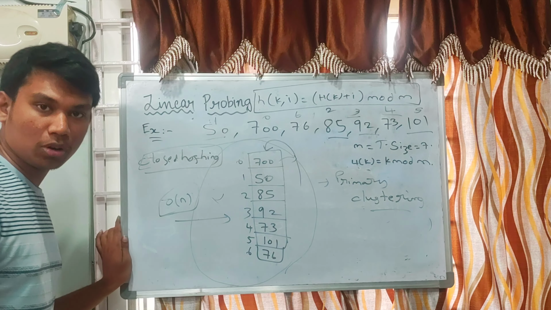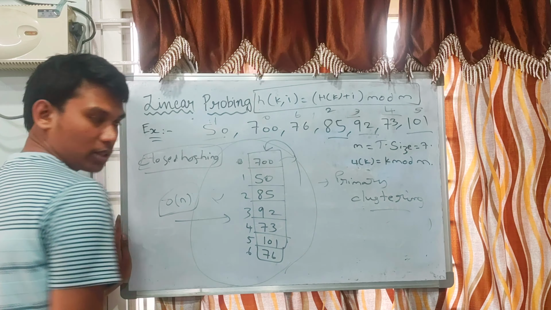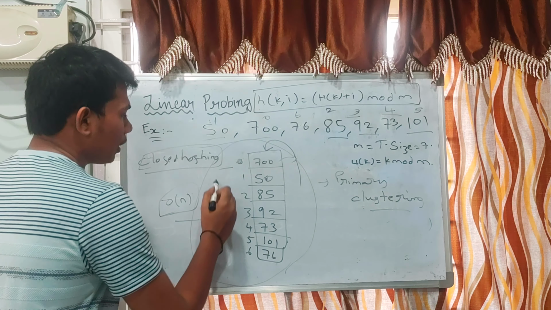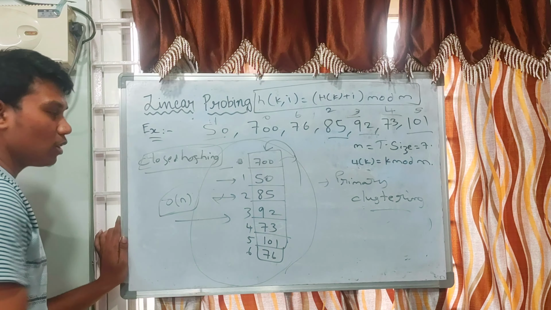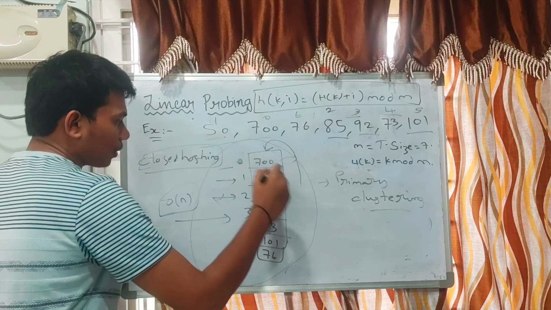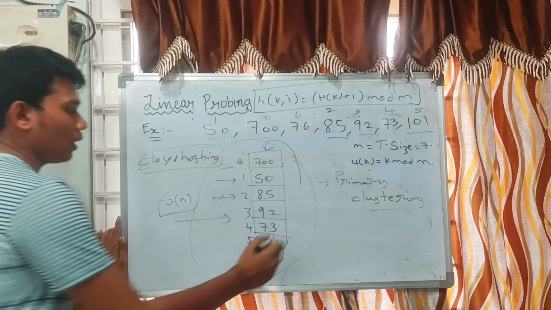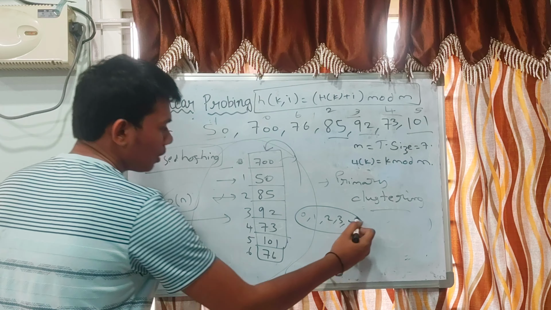Clustering means forming of groups. Here we can observe that this is the 0th location. If it is occupied, we go to the next location, and if that is occupied, we go to the next location. As we are going to the alternate locations, the same pattern will be repeated every time, like 0, 1, 2, 3, 4. This probe sequence will be repeated every time.